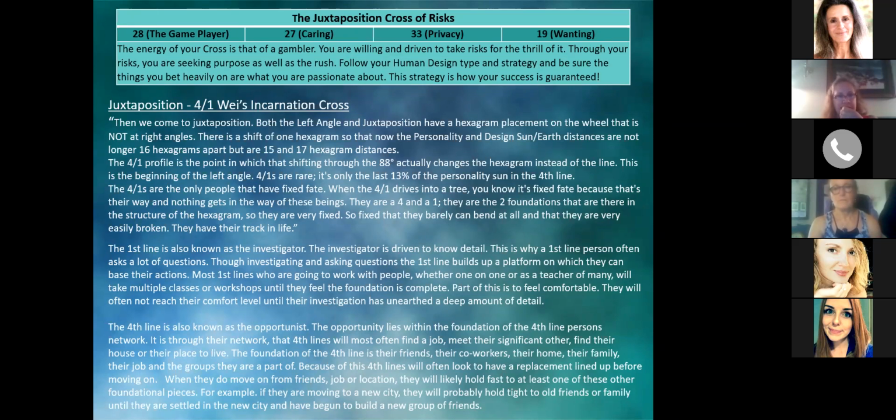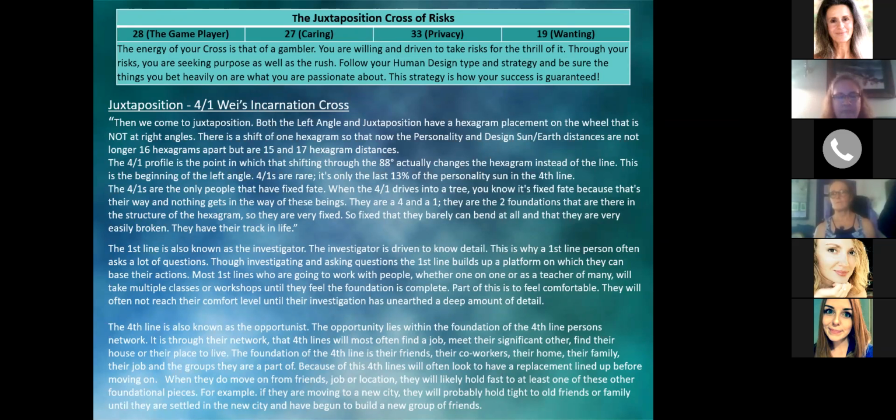It's described here, it says both the left angle and juxtaposition have a hexagram placement on the wheel that is not at right angles. And with that, there's a shift of 1 hexagram so that the personality and design sun and earth distances are no longer 16 hexagrams apart, but are 15 and 17 hexagram distances. The hexagrams are the trigrams I was talking about. So obviously not tri, hex for the 6.